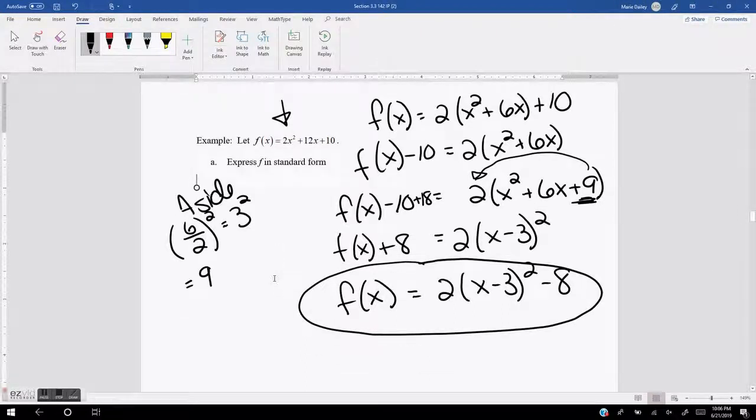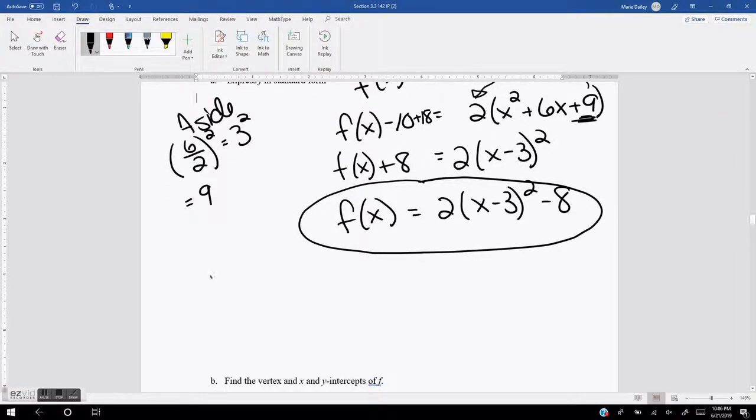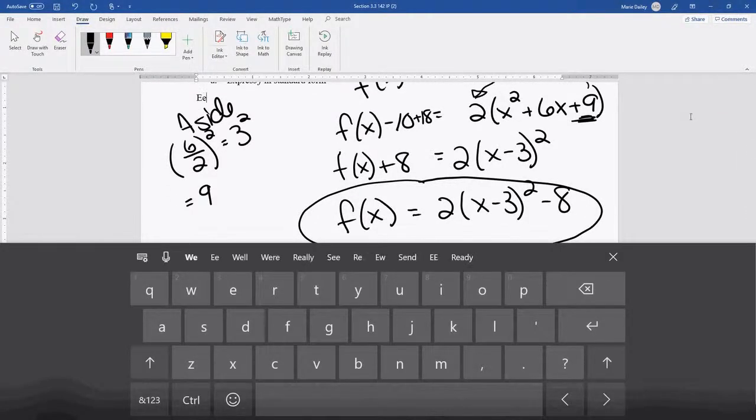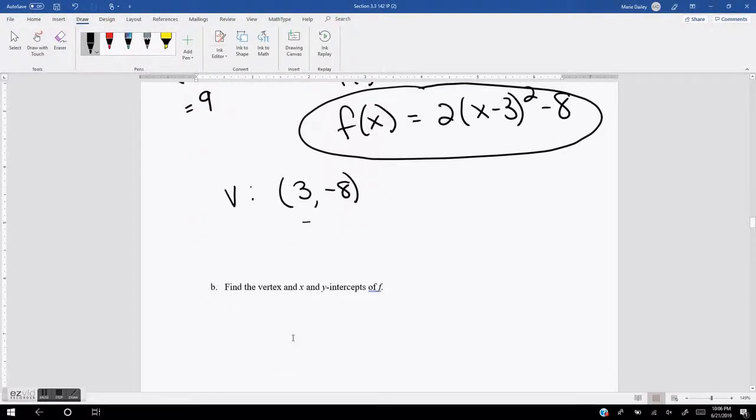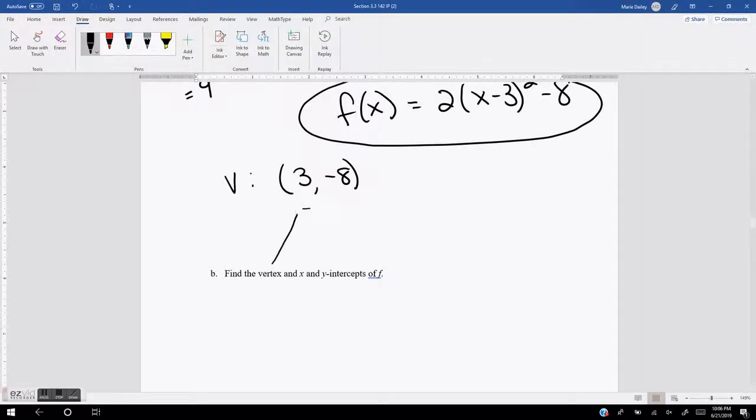So then when we go ahead to set up our vertex, to get the vertex, we change the sign of the x term and then bring down the negative 8. So there is our vertex. Woo-hoo.